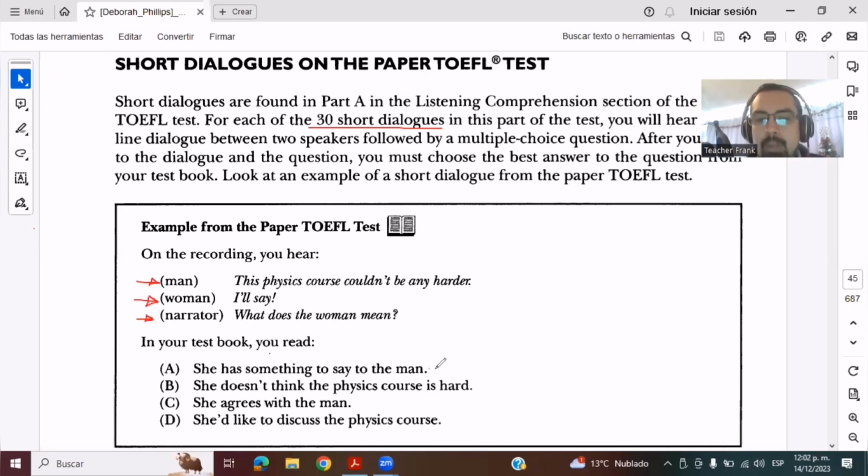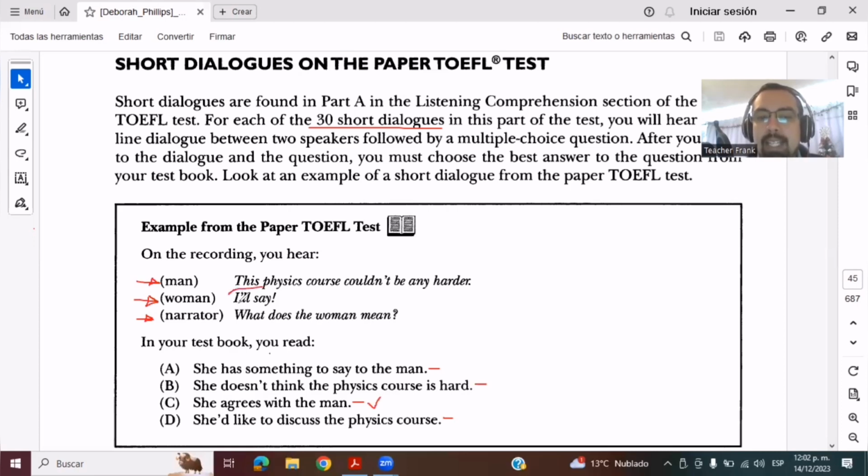A, she has something to say to the man. B, she doesn't think the physics course is hard. C, she agrees with the man. Or D, she'd like to discuss the physics course. Which do you think it is? It's C, right? She agrees with the man.